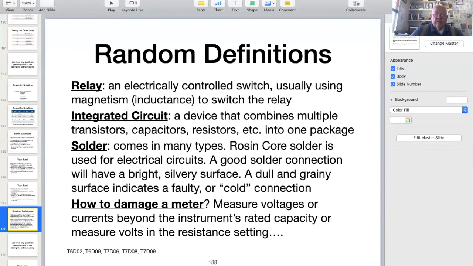Finally, you can spend several $100s on a good multimeter, capable of measuring volts, ohms, farads, henries, and much more. However, always check the settings before using. An excellent way to let the magic smoke out of an expensive multimeter is to measure something beyond its capacity, or even easier, measure volts in the resistance setting.